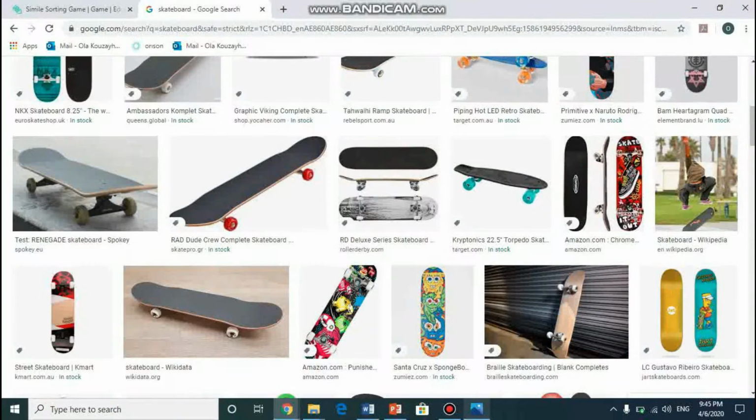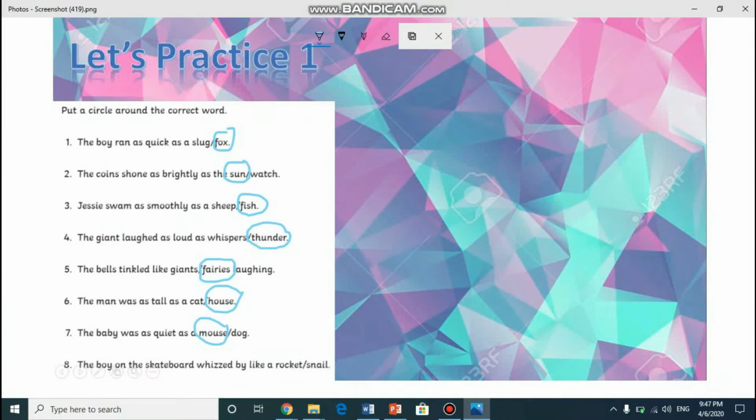So let us go back to our lesson, which is this one here. Okay, so sentence number 8 is the boy on the skateboard whizzed by like a rocket or like a snail. Now we know that a rocket is known to be super fast and it can travel from Earth to space. This is what we call a rocket, just like Hazan Mansouri traveled from Earth to the moon. And you have the boy on the skateboard whizzed by like a snail. And you know that a snail is actually a very small animal.